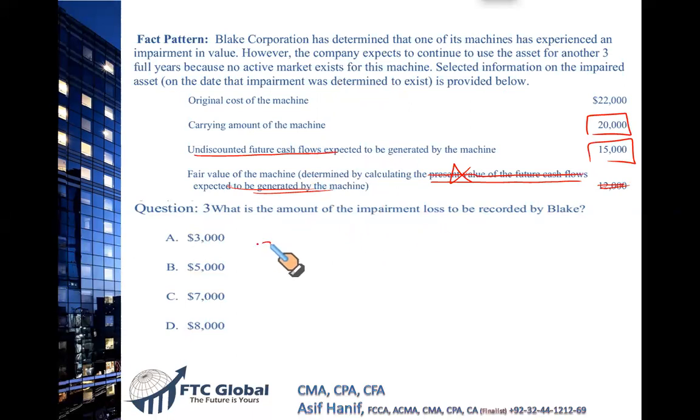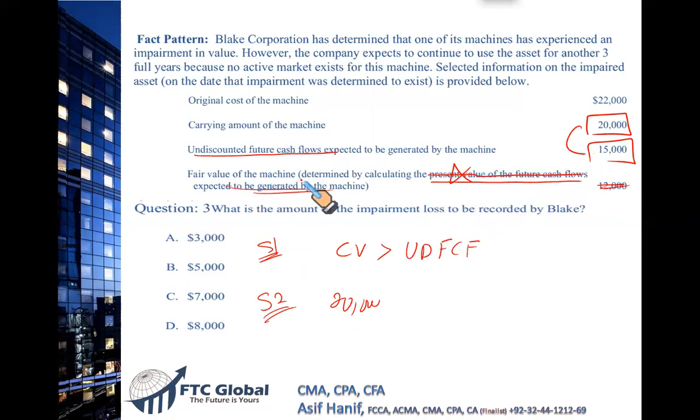First step, we must compare the carrying amount with the undiscounted future cash flows. Clearly, your carrying value is more than the sum of undiscounted future cash flows. That is the indication that there is something wrong. Do the step 2 as well. And in the step 2, what we do, we take the carrying value, which is 20, and then we see what is the fair value.